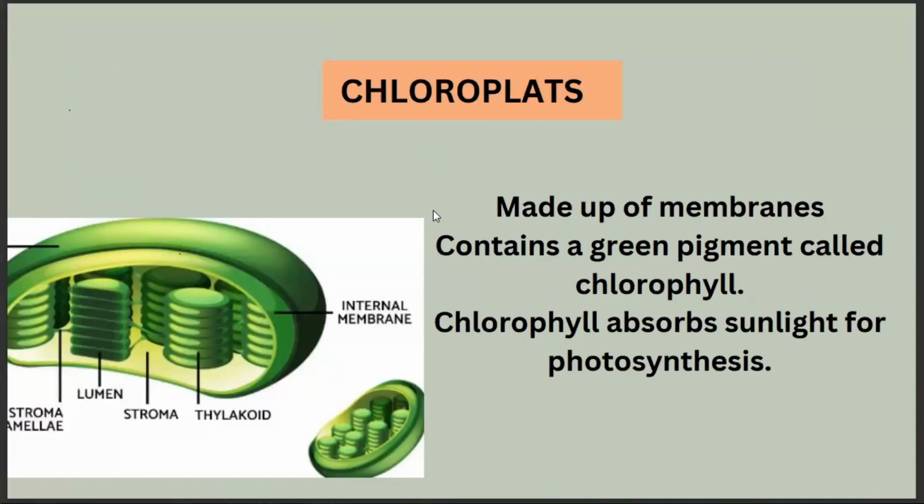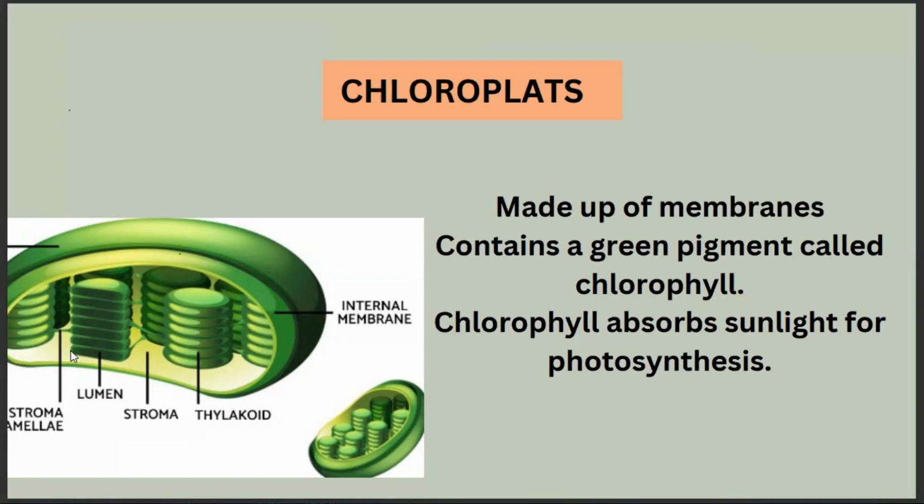Chloroplast. Another thing in the cytoplasm of plant cells, which we have not seen in animal cells, is the chloroplast. It is a membrane-bound organelle. Inside the chloroplast, you can see tiny stacks of membranes, and they contain a green pigment called chlorophyll. Chlorophyll absorbs sunlight for photosynthesis to take place. Only because plant cells have chloroplast, photosynthesis takes place in plant cells. We and other animals do not have chloroplast. That's why we cannot photosynthesize our food. We have to eat the food and then digest it.